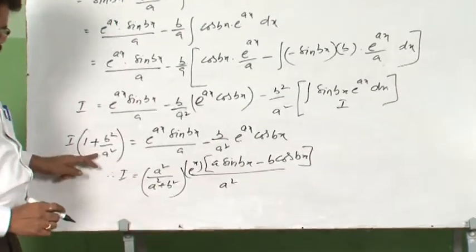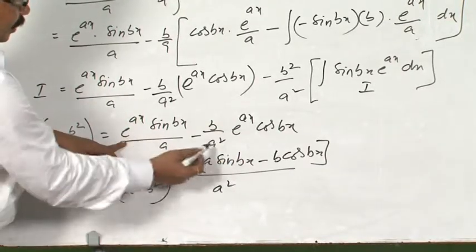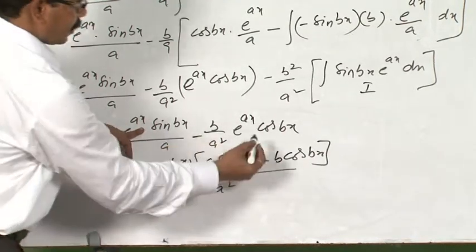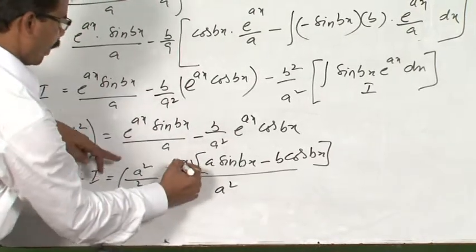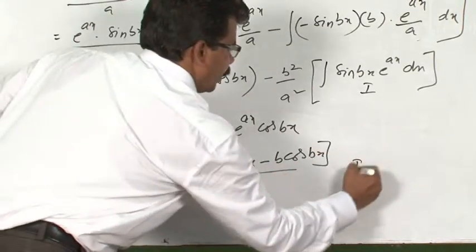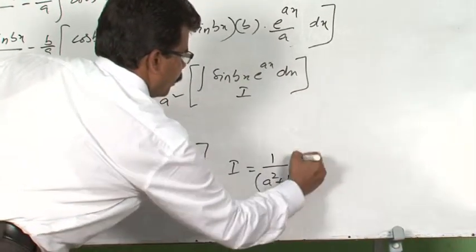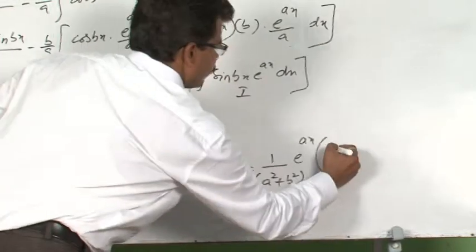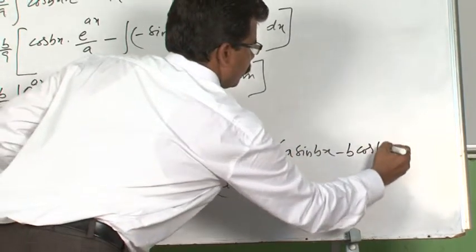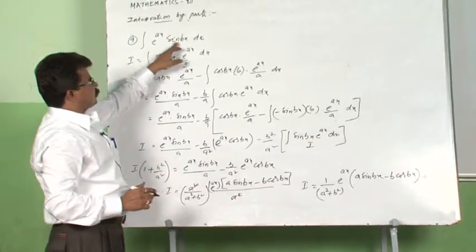This term if you transfer here, you will get a square by a square plus b square. Here I have taken e power ax as common, the remaining will be, since a square is the LCM, a sin bx minus b cos bx. So here a square will cancel, and the final answer will be 1 by a square plus b square into e power ax into a sin bx minus b cos bx plus c.